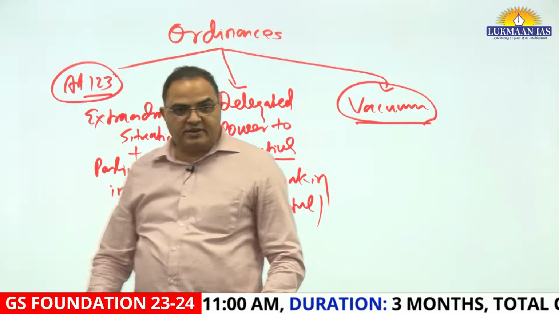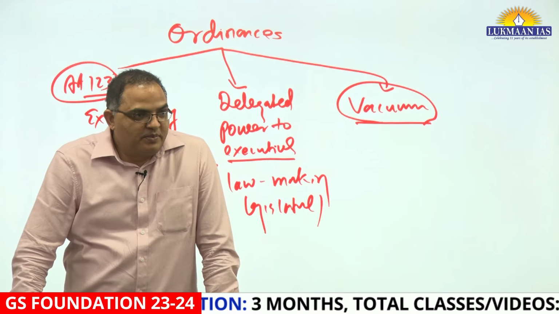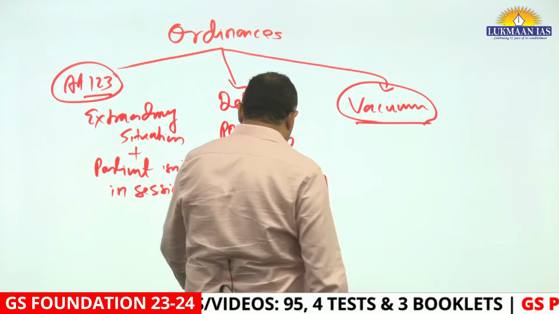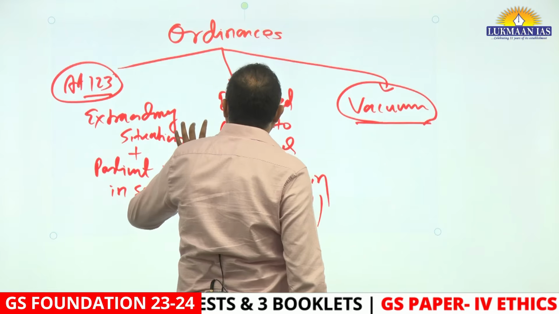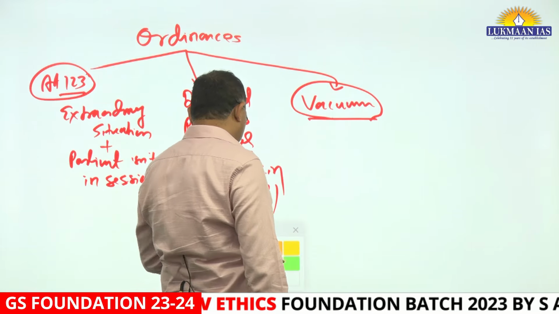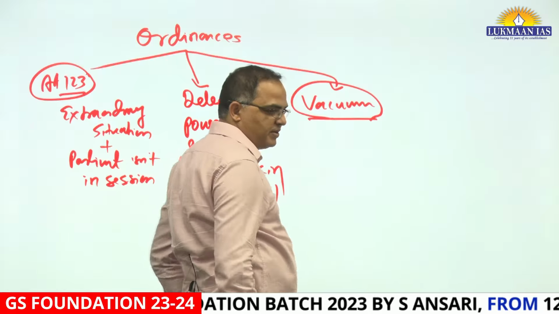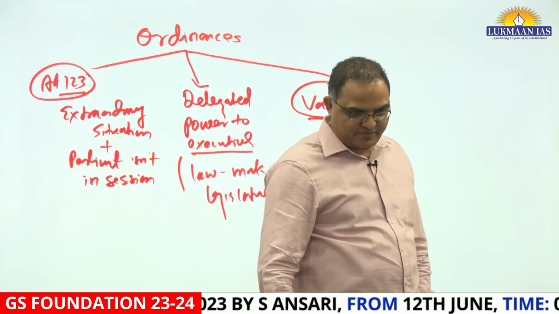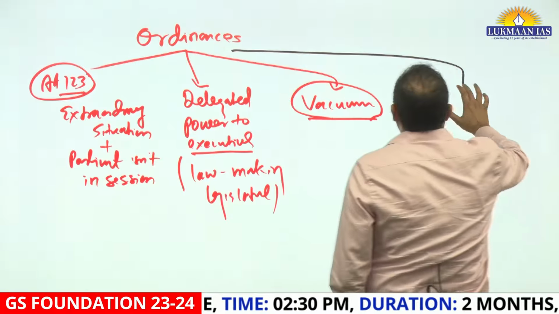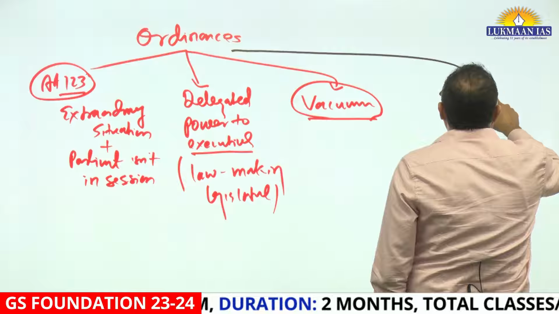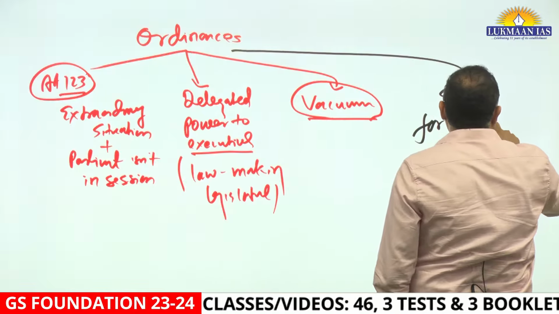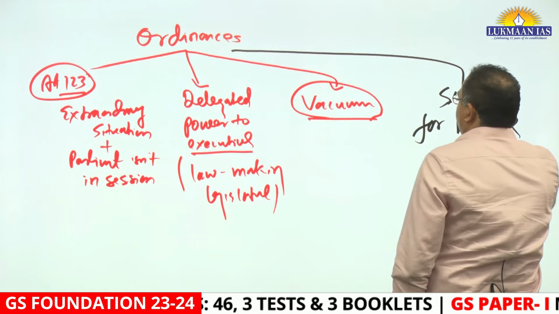But then it has lots of scope for misuse. It has lots of scope for misuse. ऐसे तो वो law बनाते नहीं, isn't it? But ordinance का आएगा तो they will become proactive. Anyhow, the scope for misuse.